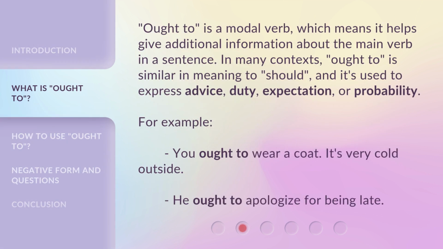Ought to is a modal verb, which means it helps give additional information about the main verb in a sentence. In many contexts, ought to is similar in meaning to should, and it's used to express advice, duty, expectation, or probability. For example, you ought to wear a coat. It's very cold outside. He ought to apologize for being late.